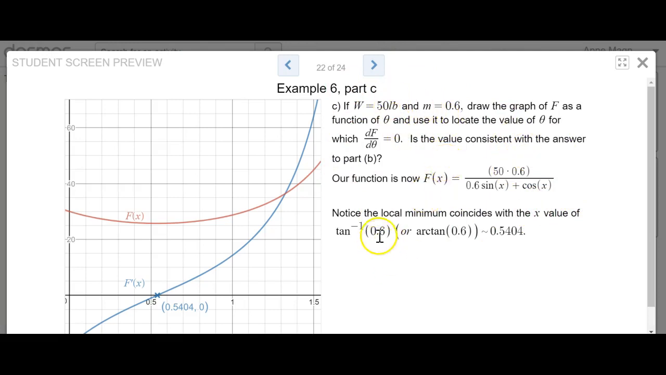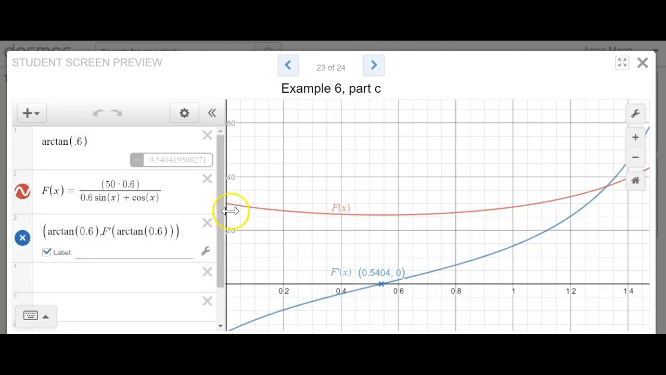When the coefficient of friction is 0.6, that's when the rate of change of the force is 0. And here's just another example of that. You can see that the function graphed what the value of arctangent 0.6 is.